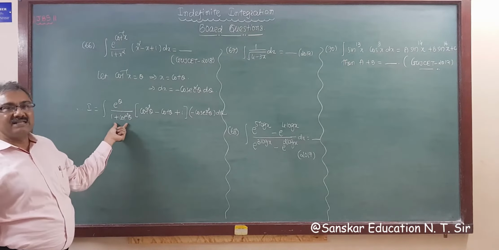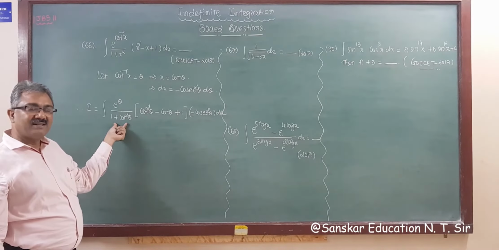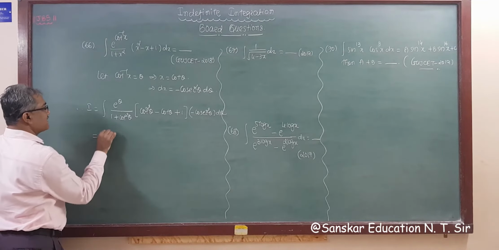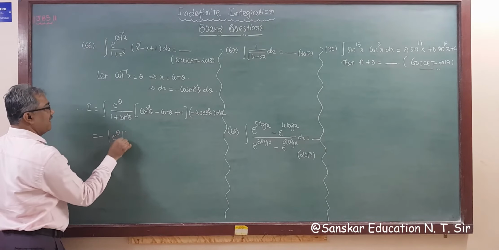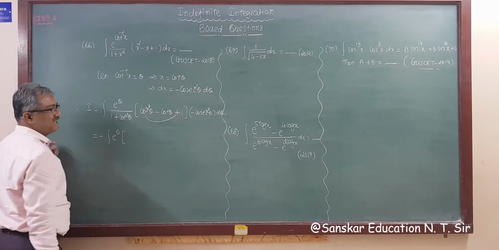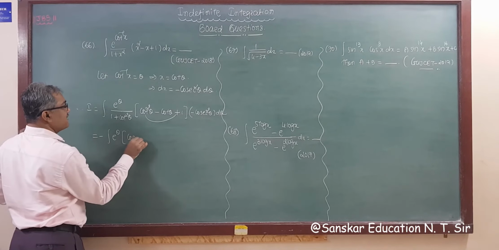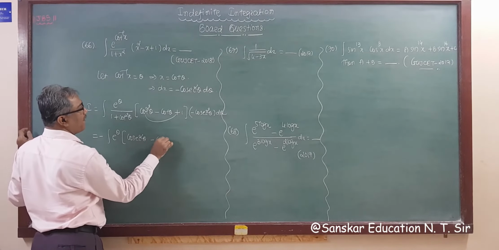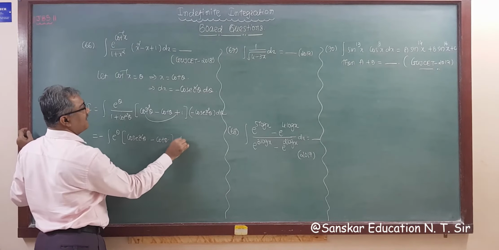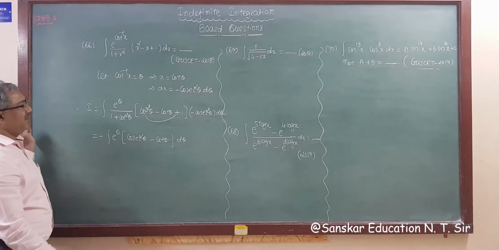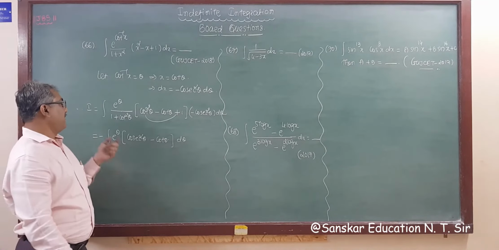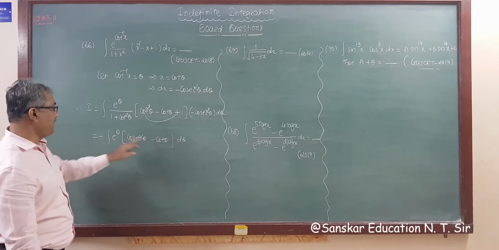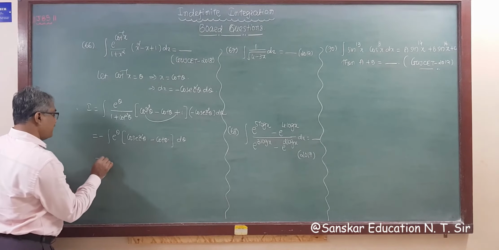1 plus cot square theta is cosec square theta, right? So this and this will cancel, so there is a minus, so minus integration e raised to theta. Again, 1 plus cot square theta is cosec square theta, so this is cosec square theta minus cot theta d theta. Now the derivative of cot x is minus cosec square x, so taking the minus inside, what do we get?